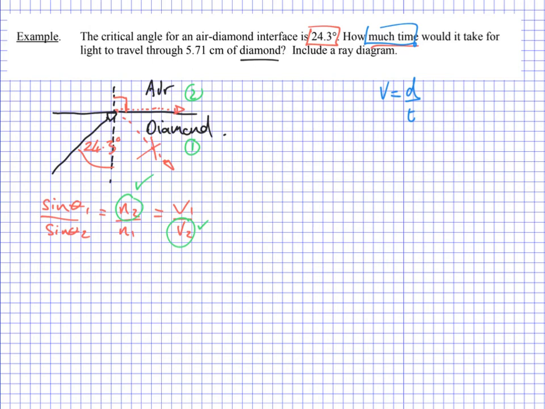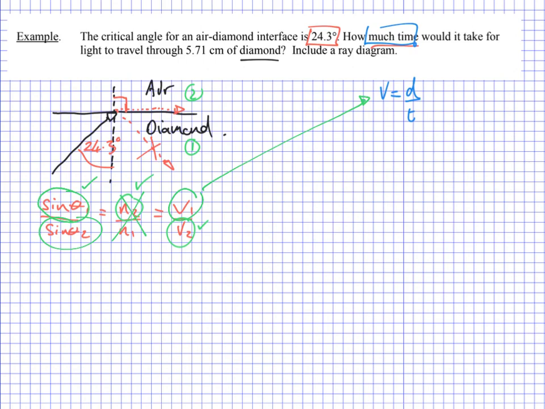And of course, I'm going to use green. I know my angle of incidence that's given to me in the question, and I also know my angle of refraction because that's 90 degrees. So hopefully you can see I'm going to use the two angles. I'm not going to need this, and I'm going to solve for the speed of light in the diamond, and then I'm going to use that over here to figure out how long it takes to travel 5.71 centimeters. So let's carry on.